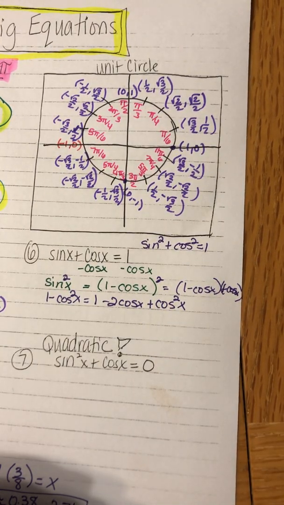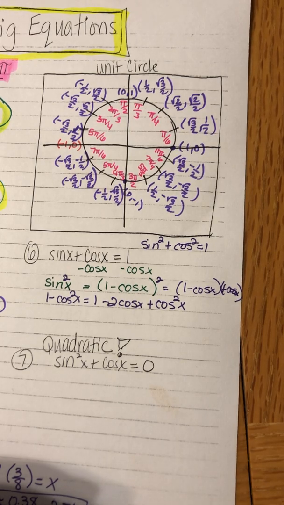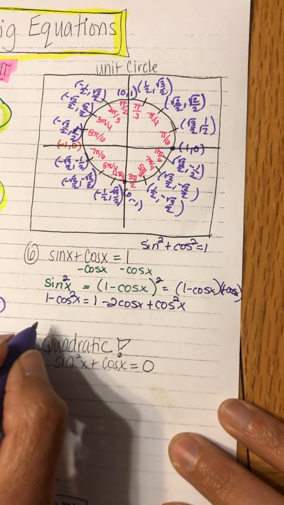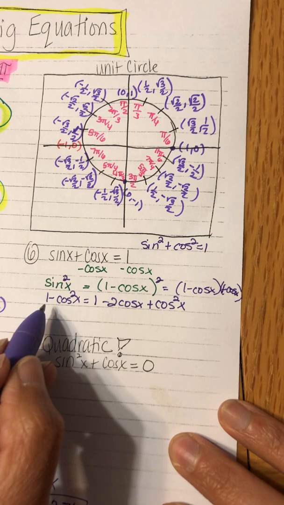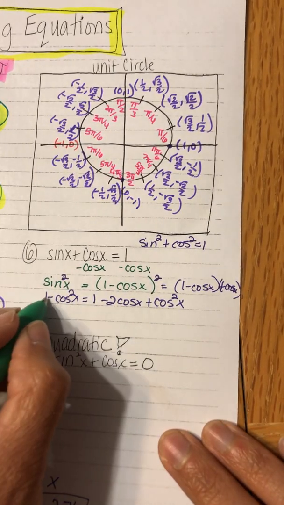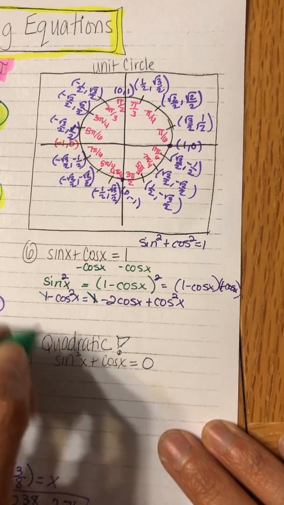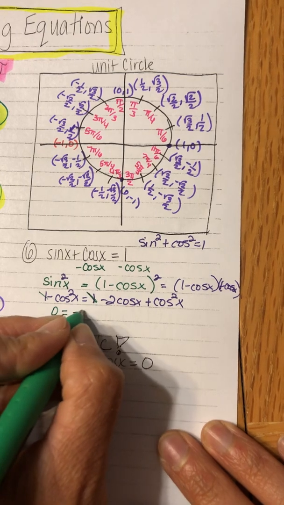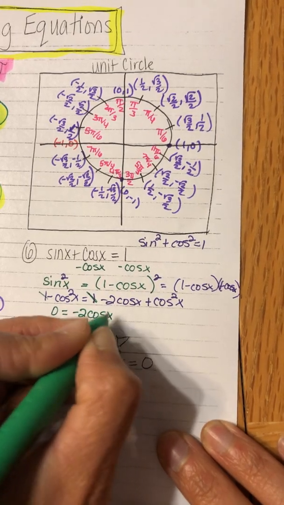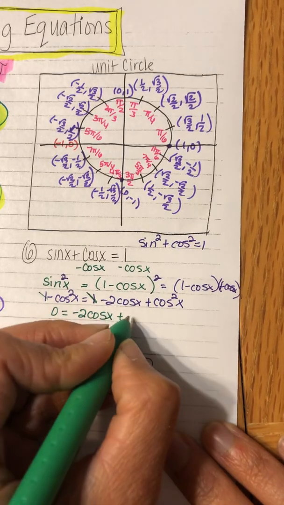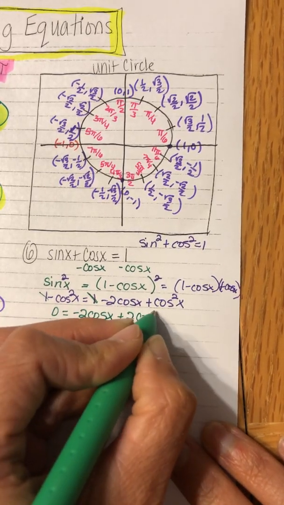Okay, so let's get everything over to one side, because if we have a degree 2, like a parabola or something, we would want to get everything to one side of the equation and 0 on the other. So I'm going to subtract 1 from both sides, but I want you to notice, when I subtract 1 from both sides, they're both going to go away. I'm going to add cosine squared to both sides, so I'm going to have 0 equals negative 2 cosine x plus, adding this cosine squared x, 2 cosine squared x.